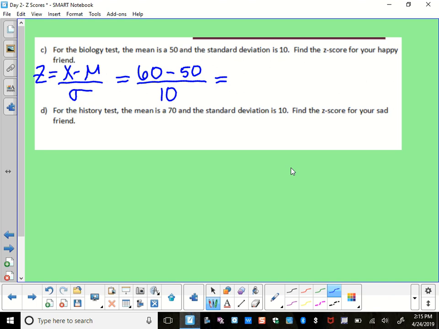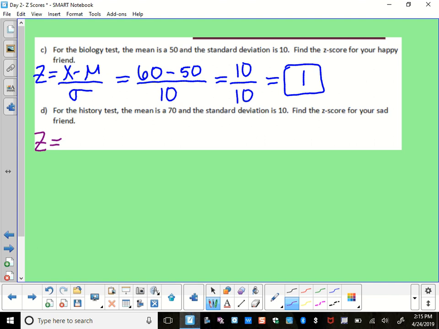60 minus 50 is 10. And 10 divided by 10 is 1. So the happy friend, her Z-score is 1. Alright, and then it says for the history test, the mean is 70 and the standard deviation is 10. Find the Z-score for your sad friend.